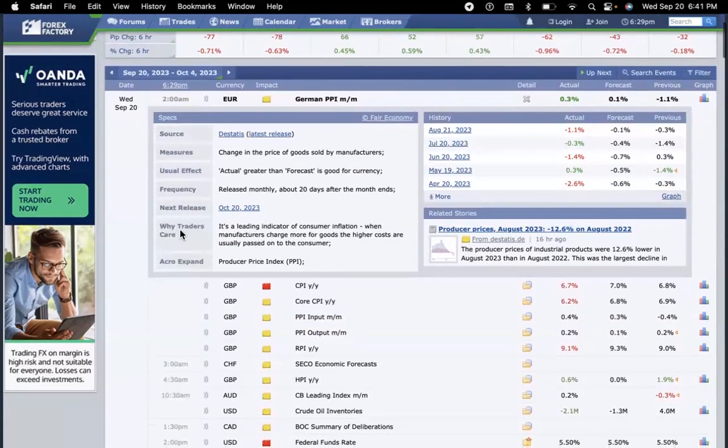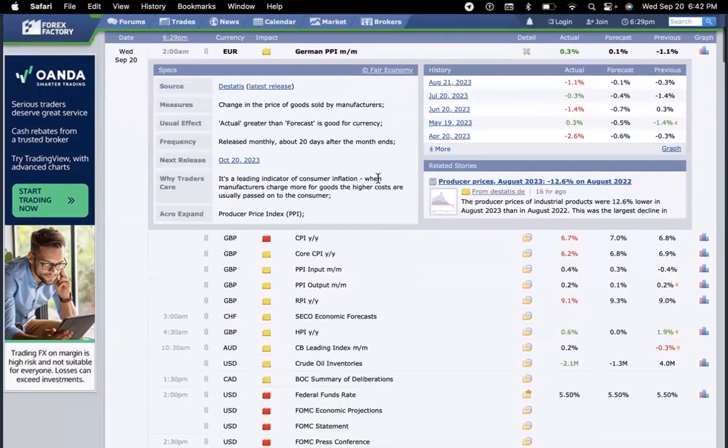And what I really like about Forex Factory is they give you this little blurb that says, why do traders care? So in this case, it says it's a leading indicator of consumer inflation. When manufacturers charge more for goods, the higher the costs are usually passed on to the consumer. Right? So you do get a little bit of information. So that was a yellow folder, right?